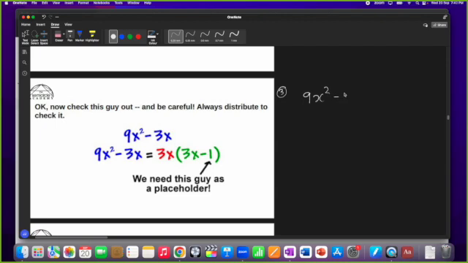9x squared minus 3x. You ask, what do they have in common? Well, I can see they have 3 in common, right? Because 3 could go into 9 as well. And they have x in common. So 3x multiplied by 3x will give me 9x squared. I have the minus sign here now, right? And then 3x multiplied by what will give me 3x? Well, 3x multiplied by 1 will give me 3x. You could see that this one here is like a placeholder. Notice these have nothing in common.